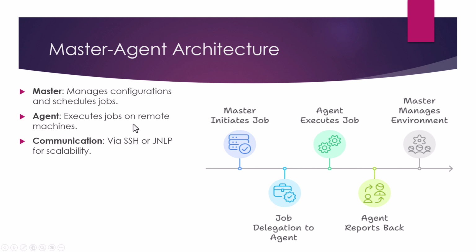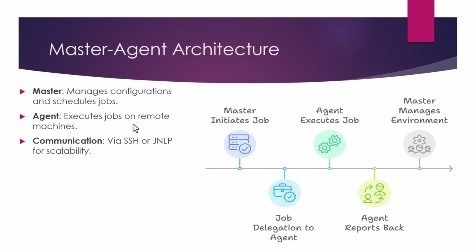Master agent architecture. Jenkins uses a master agent architecture that allows for scalable and efficient workflow distribution. Master. The Jenkins master is the main server responsible for managing job execution, configuration, and user interface. The master coordinates the execution of jobs and manages the overall Jenkins environment.